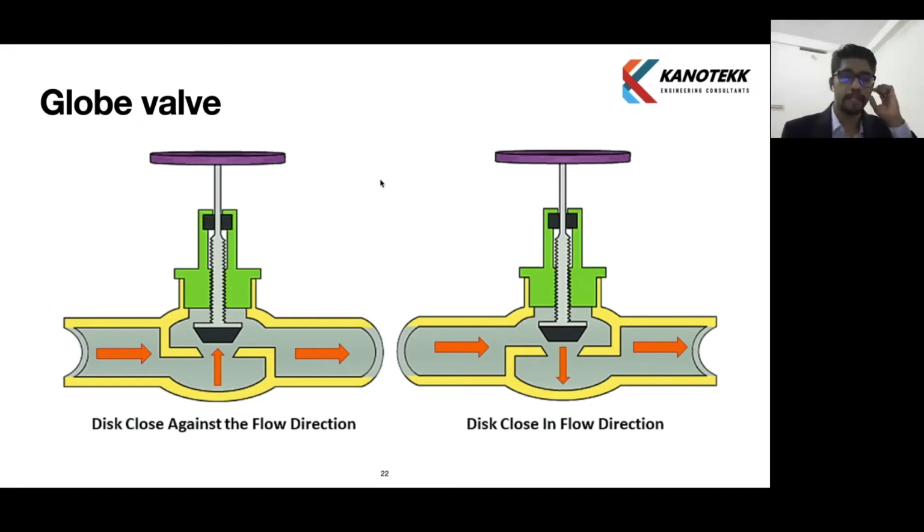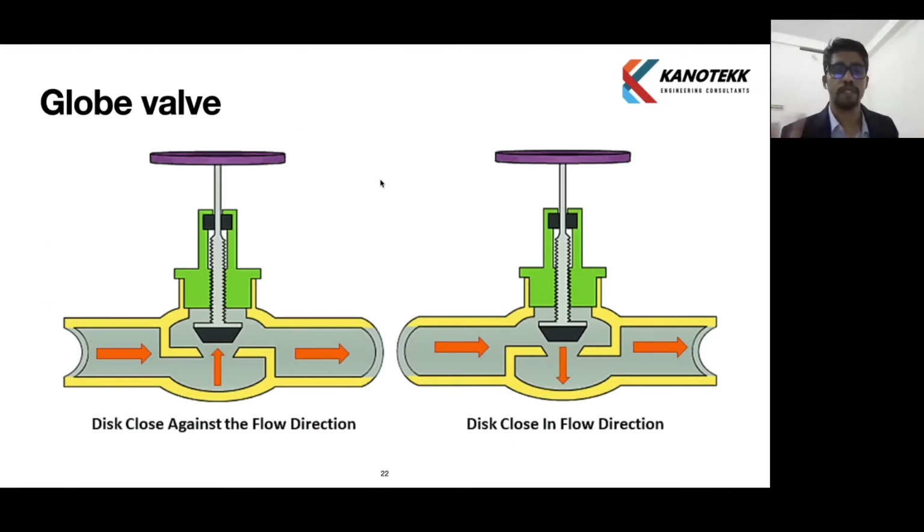The first is the one which closes against the flow direction. The arrow is showing the flow coming from downwards to upward side, and the seat will come and close against the flow direction. And in the second picture, we can see that the flow is flowing through the upward side. So the disc is closing in flow direction.